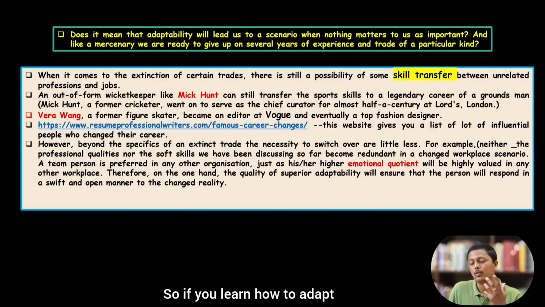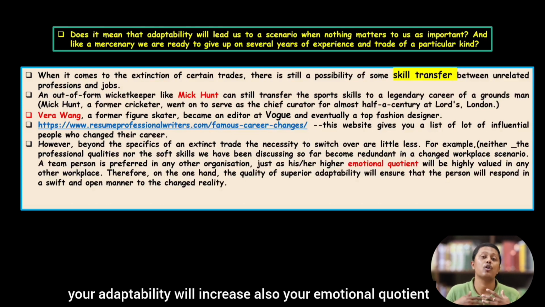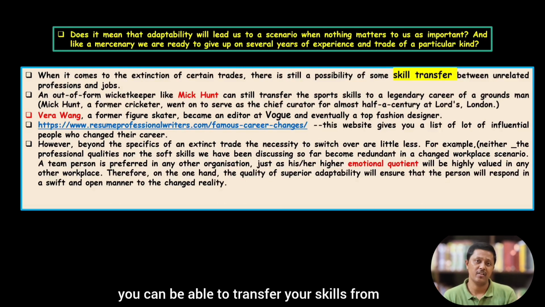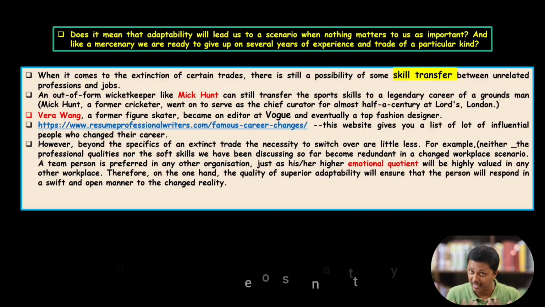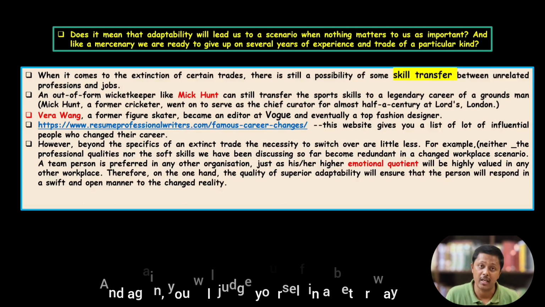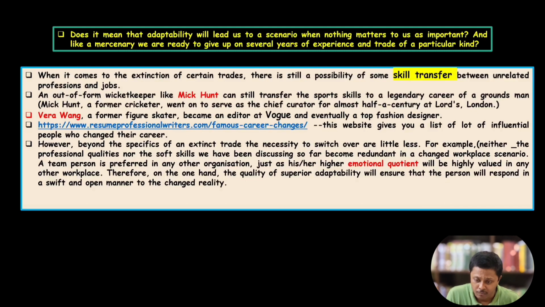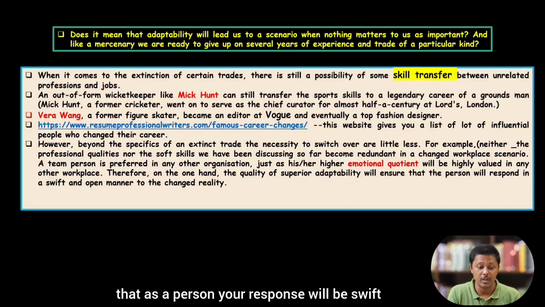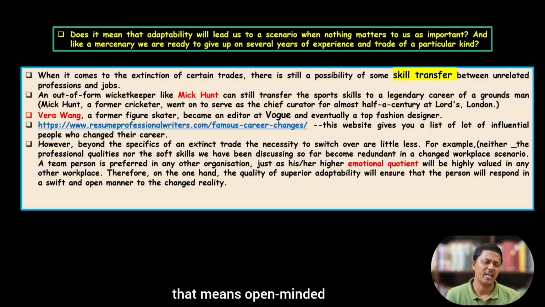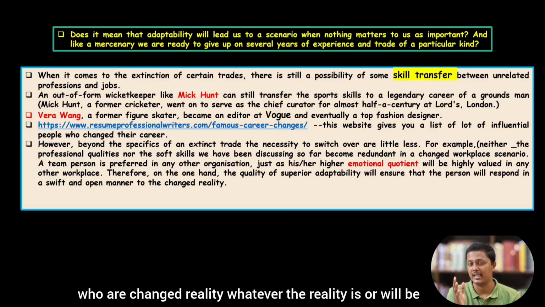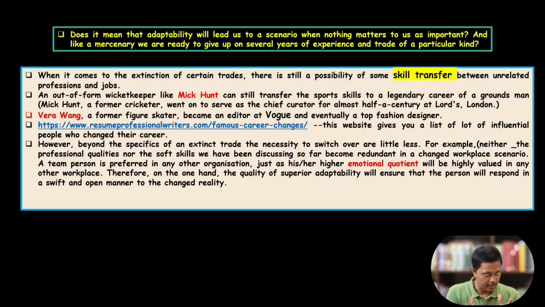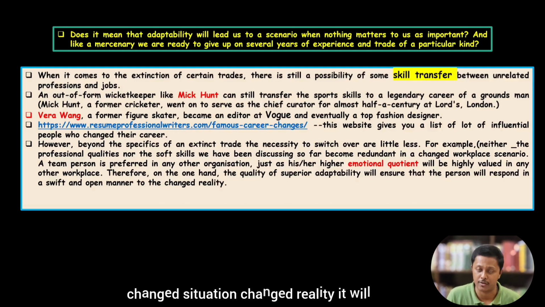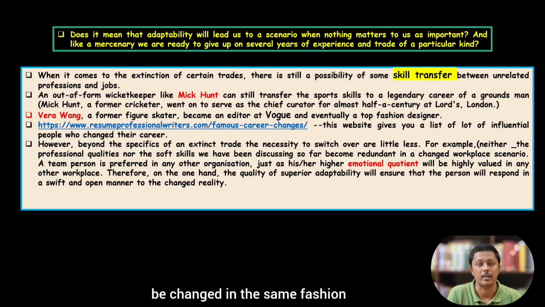So, if you learn how to adapt, your adaptability will also increase your emotional quotient. And in that way, you will be able to transfer your skills from something to something else. And again, you will judge yourself in a better way. You will behave with other people in a better way. Now, think about your response, that as a person, your response will be swift and open. That means open minded to a changed reality, whatever the reality is or will be, you will be changed in that accordance. That means, according to the changed situation, changed reality, you will change in the same fashion.